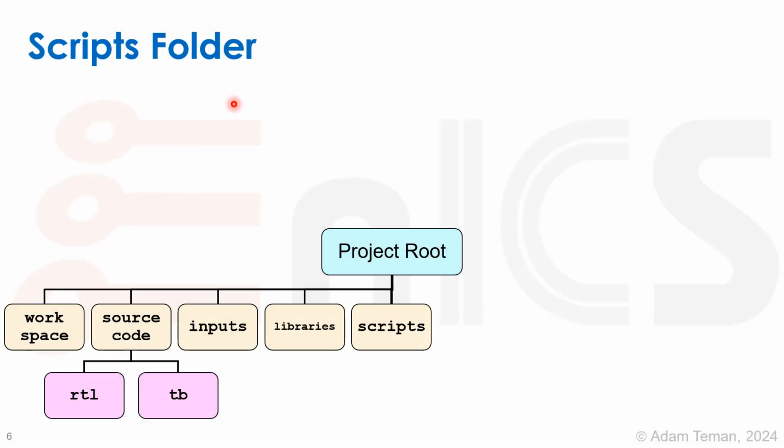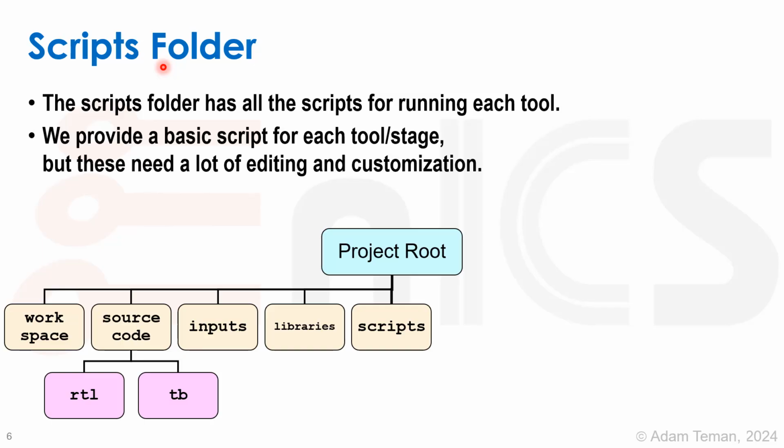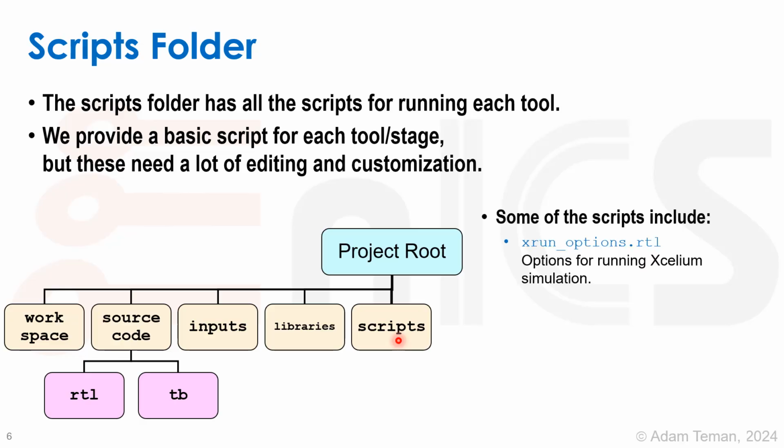So we've arrived at the scripts folder, and the scripts folder is really the root that has all the scripts that are needed for running each tool. We provide a basic script for each tool and stage, but they need a lot of editing and customization. So when you download the Git, you'll have all kinds of frameworks for how to run the flow, but you'll really need to customize this according to your specific project. What we're going to have here are scripts for each one of the stages, and they'll be described in the rest of the flow as we go.